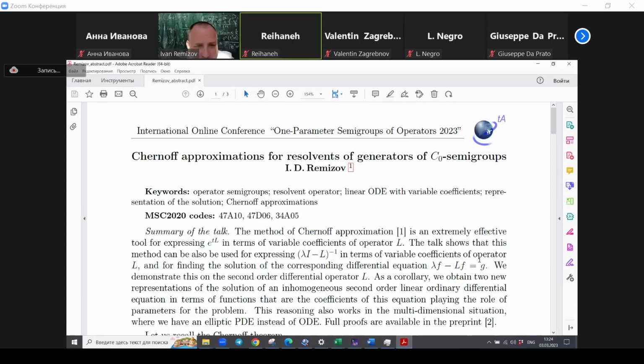Yes. Good. So we demonstrate this method of expressing the resolvent on the second order differential operator L. However, other operators can also be managed with this technique. And as a corollary, we obtain two new representations of the solution of an inhomogeneous second order linear ordinary differential equation in terms of functions that are coefficients of this equation that play the role of parameters of the problem. And this reasoning also works in the multidimensional situation where we have an elliptic PDE instead of an ODE.